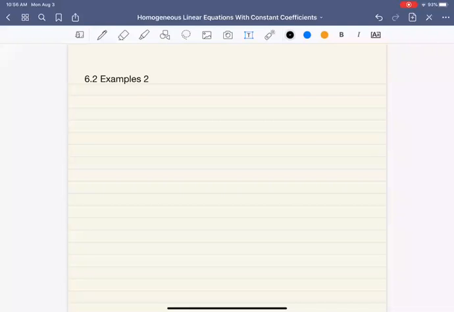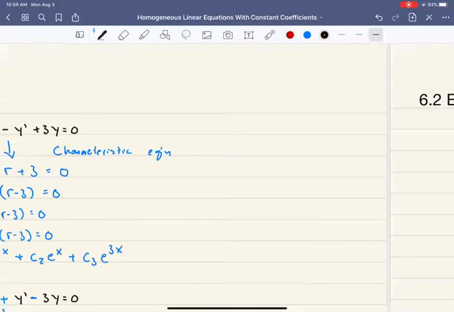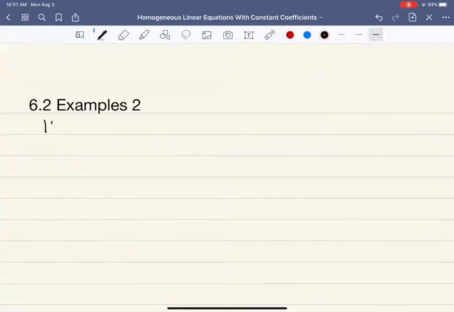All right, welcome back. So we're going to do a couple more examples. Next one. Now here we're going to write it in terms of the differential operator, the D. Remember D dx.